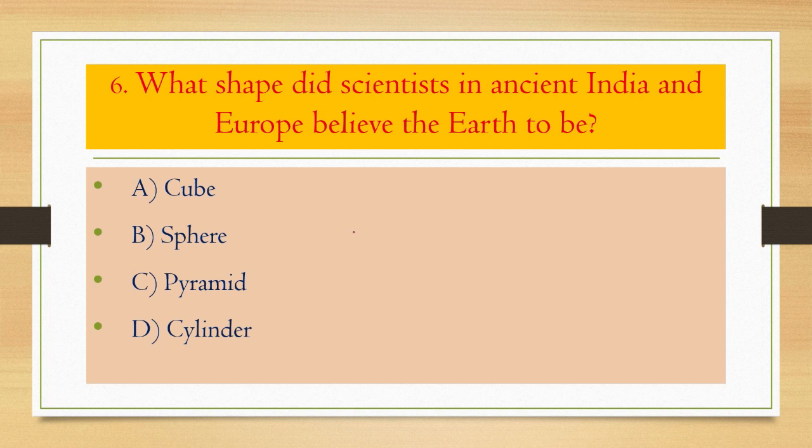Sixth question. What shape did scientists in ancient India and Europe believe the Earth to be? What did they think about the shape of the Earth? The first option is cube, second is sphere, third is pyramid, and the fourth is cylinder. The answer is sphere. They thought the shape of the Earth is a sphere, not an ellipsoid. But the normal people or religious people thought it was flat. These scientists believed it was a sphere, but when they tried to convince others, people did not care about their words.